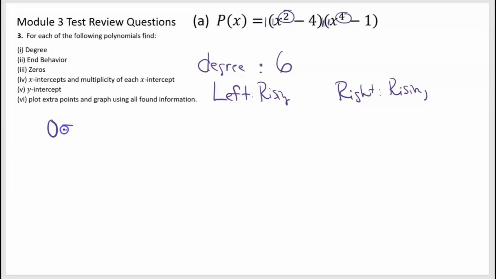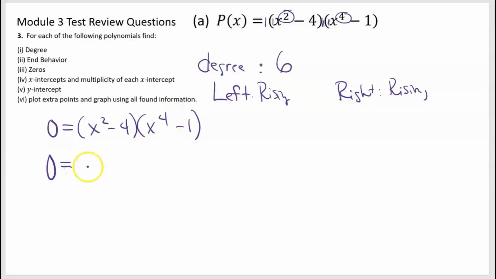You set your entire function equal to 0. So here I am, x squared minus 4 times x to the 4th minus 1. I've got to solve this. Now, it's factored, right? Well, yeah, but it's not completely factored. Anytime you still have exponents, it's possible that you could factor further.